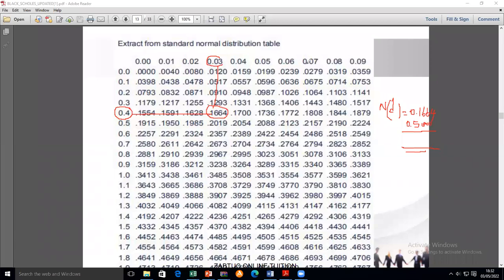The other one was 0.18. Let's read 0.18 together. You pick 0.1 here. Then you start looking for 0.8 here. So these meet somewhere there. Again, because our number is above 0, you take this figure here and add 0.5.